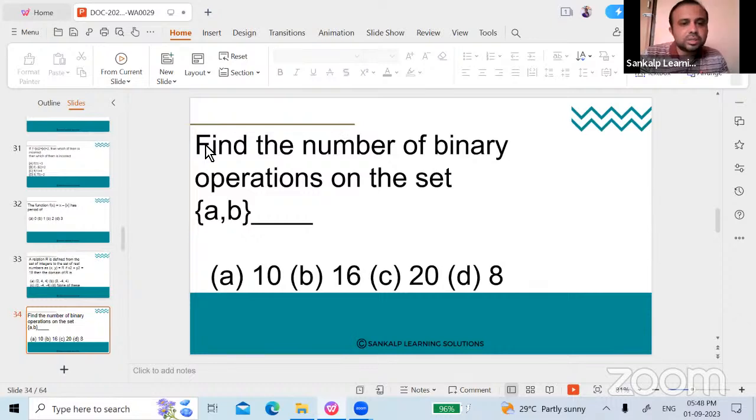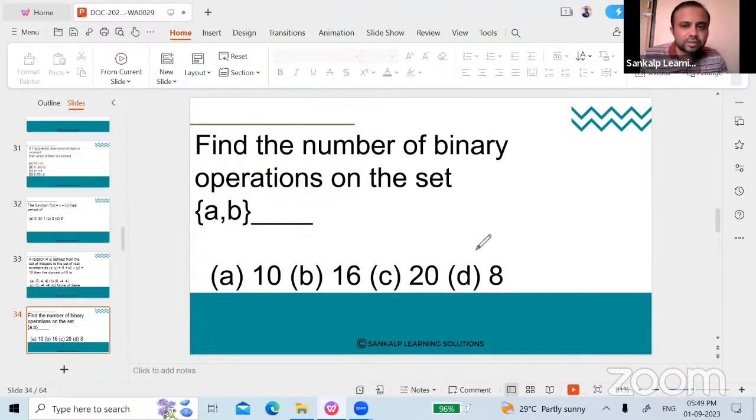Okay. Now next one is find the number of binary operations on the set AB. Who will give the answer? Try to give. Let's try this. I'll not answer this immediately.